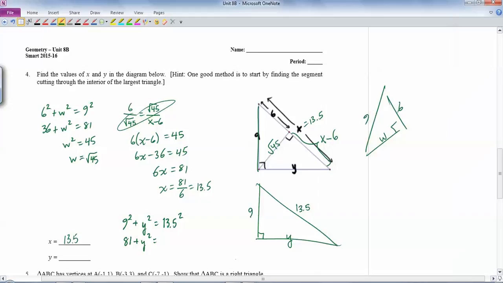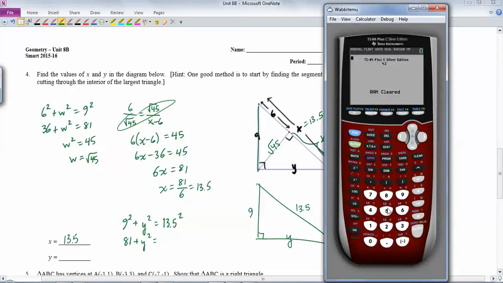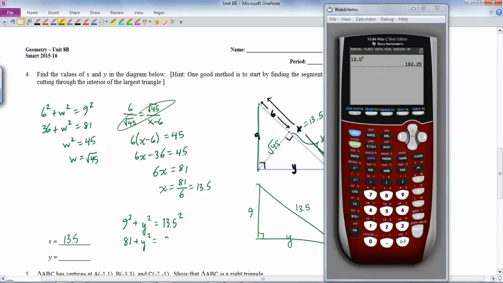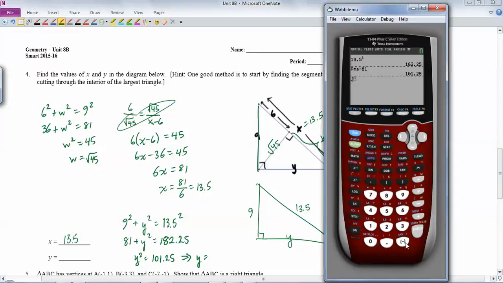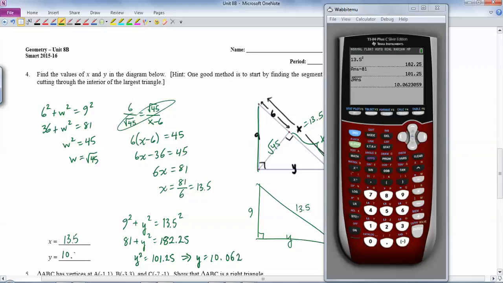Well, let me restart this. 13.5 squared is 182.25, and then we'll subtract 81. So y squared is 101.25, and then that means y is going to be the square root of that, which is 10.062 roughly, or root 101.25.